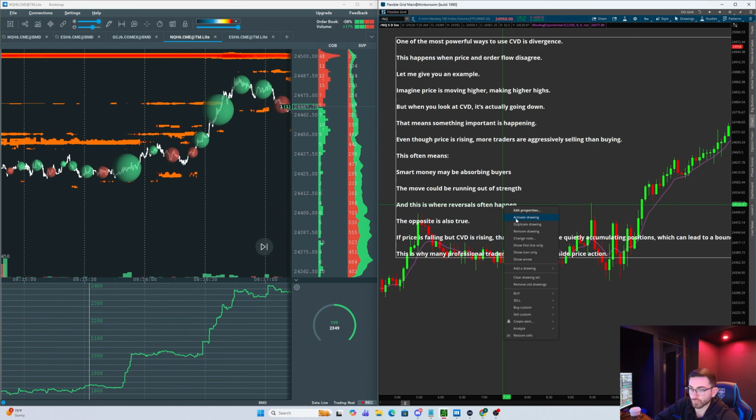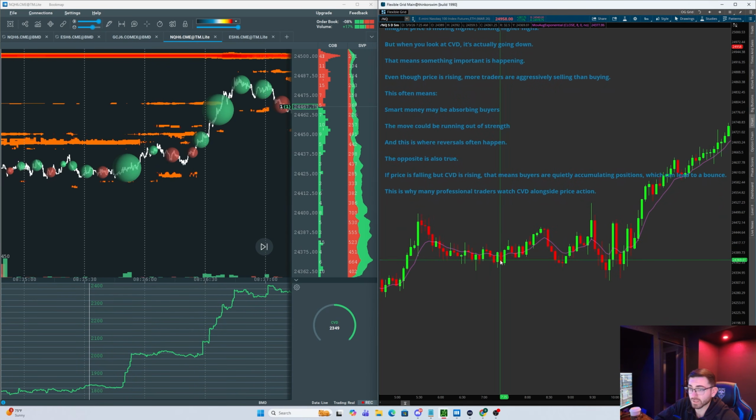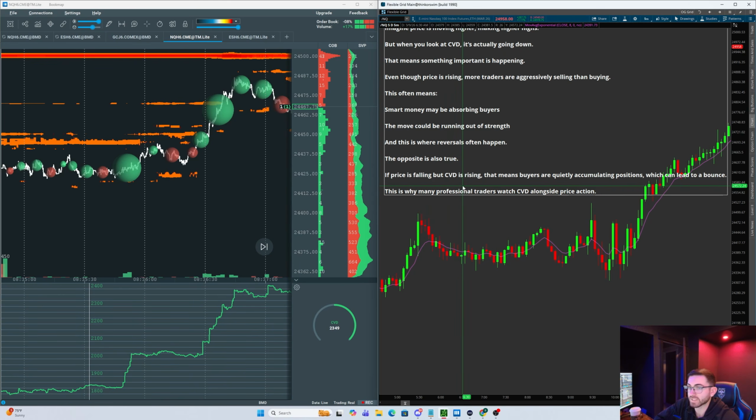The opposite is also true. We saw this a lot last week. If price is falling but CVD is rising, that means buyers are quietly accumulating positions, which can lead to a bounce. And this is why many professional traders watch CVD alongside price action.